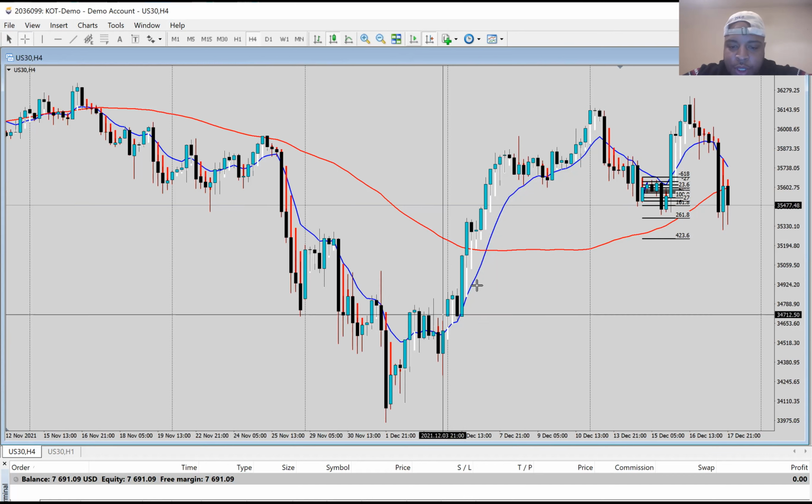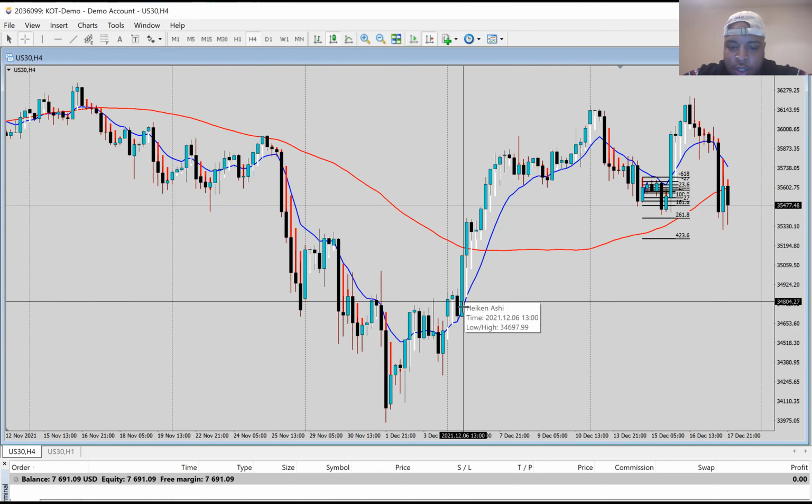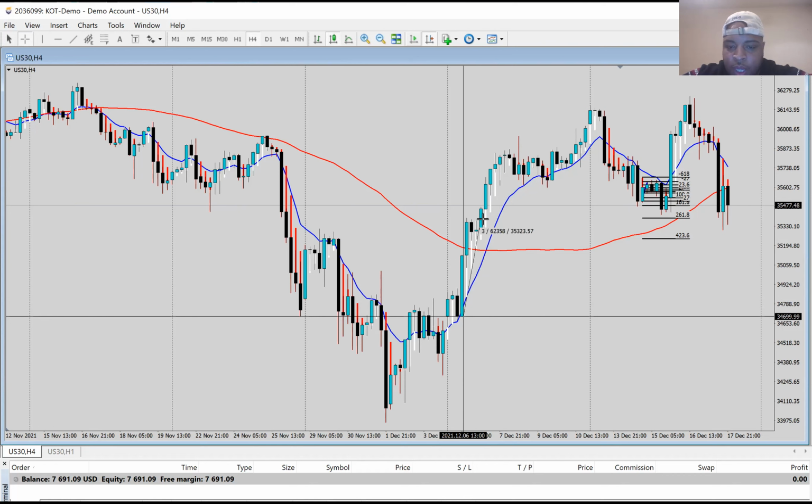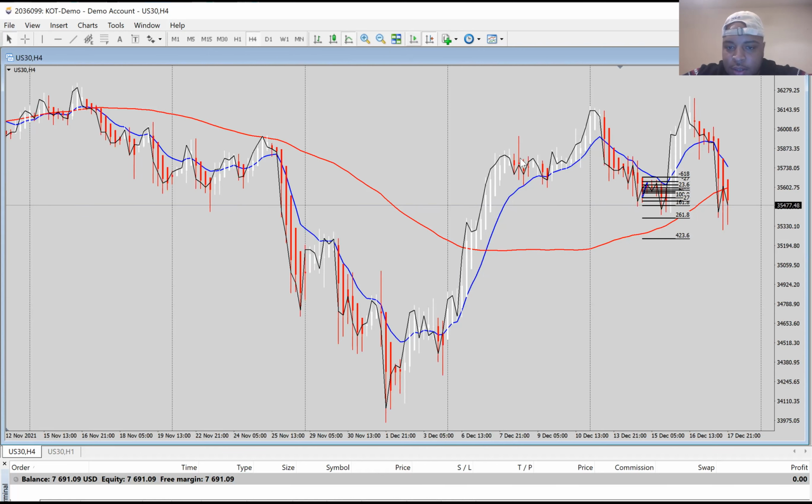Look at all those pips we didn't catch. So say, for instance, we caught it right here, coming off the retracement. I can hold this trade now and wait till I see some bearish Heiken Ashi. Look, it started to turn red. So now I can get out. It's the same thing with M1.